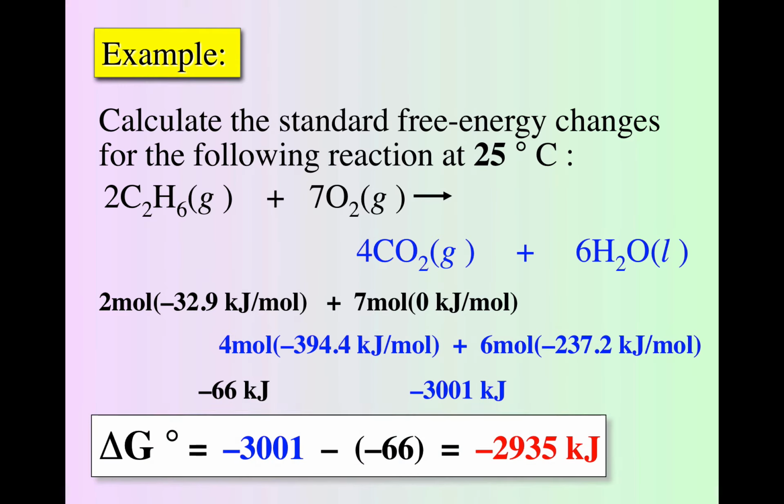So we get a negative sign on delta G naught, right? And this tells you that it's a spontaneous reaction. A very spontaneous reaction, right? I mean, we burn ethene, it goes to completion, right? It's gone. Any combustion reaction, you're going completely forward, right? So we expect a big release of free energy.